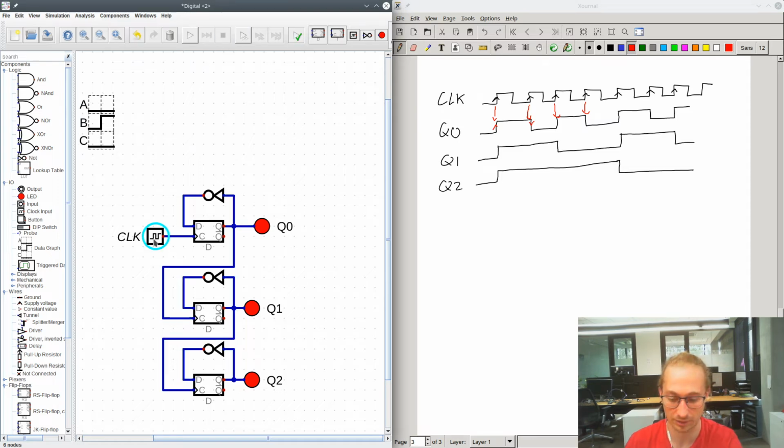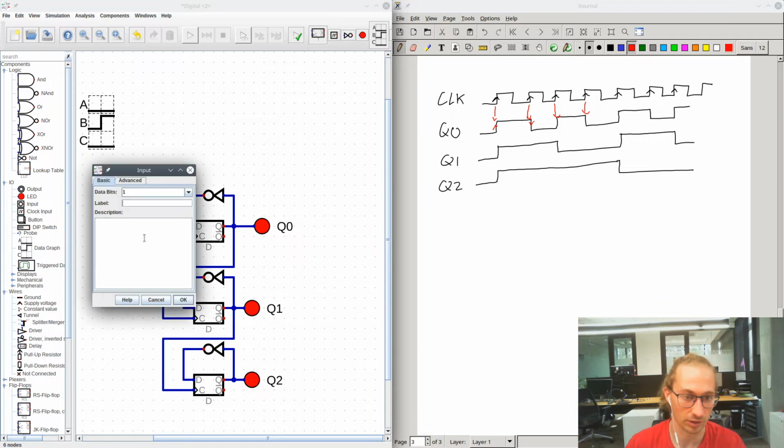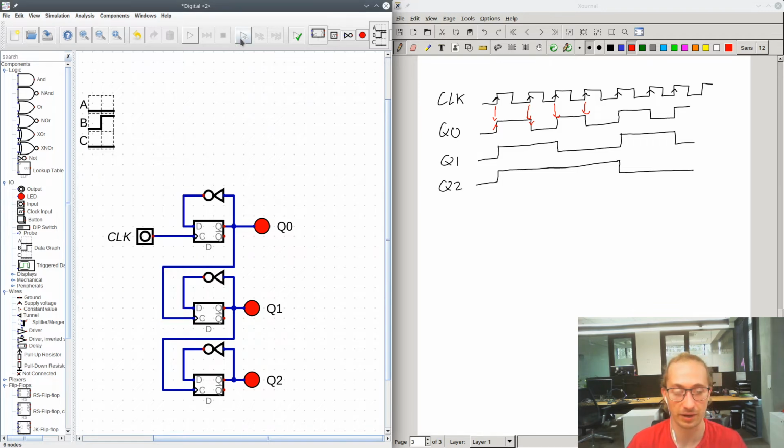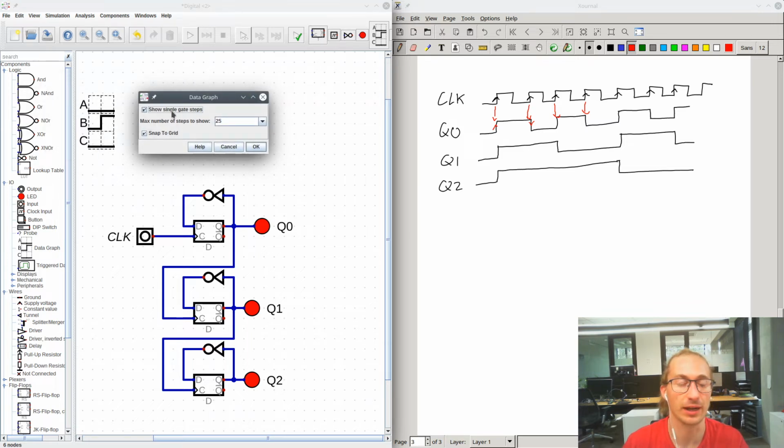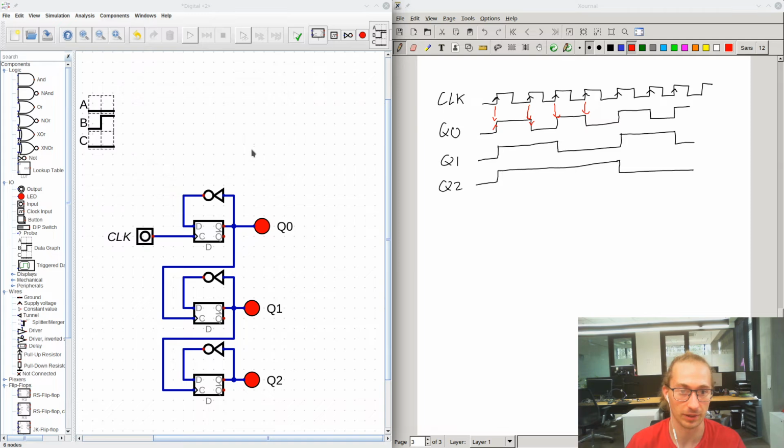So if we replace this with just a generic input, and we pretend it's the clock, then we can observe the behavior of the timing diagram at a much higher resolution. So we turn on the clock, and we can see all the outputs change. To replicate that behavior, we have to click on Show Single Gate Steps in the data graph. That way it'll show us every propagation layer along the way.